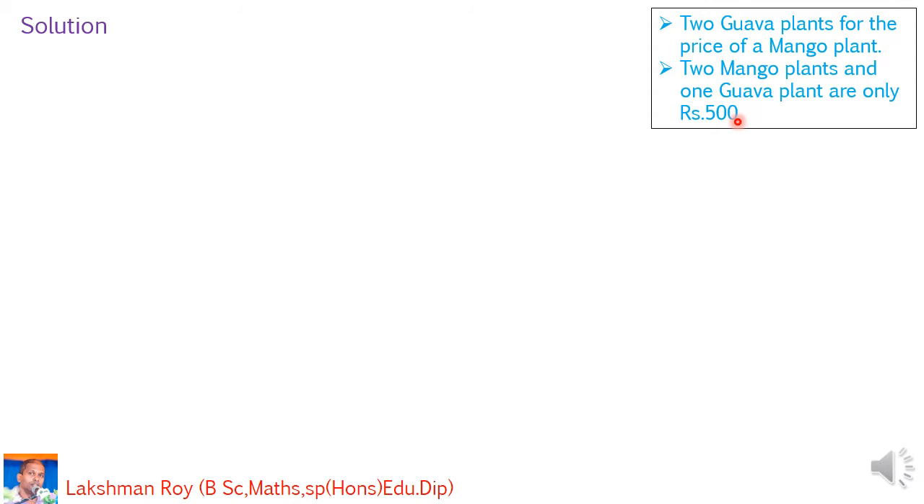In this type of constructing simultaneous equations, first note the unknown variables. So what are the unknown variables? They told us to take the price of a mango plant as X rupees, right? So this is one unknown term. Another unknown term they have given: take the price of a guava plant as Y rupees, right? So Roman number 1 says you should construct a pair of simultaneous equations, right?